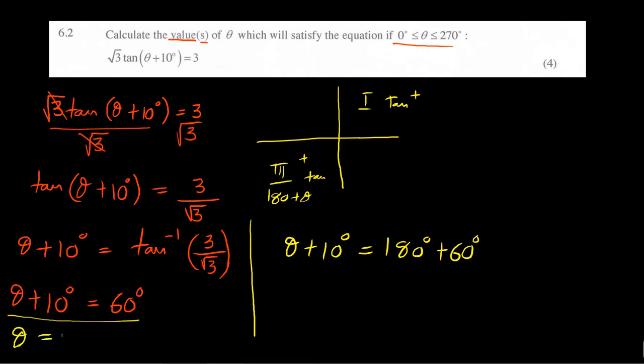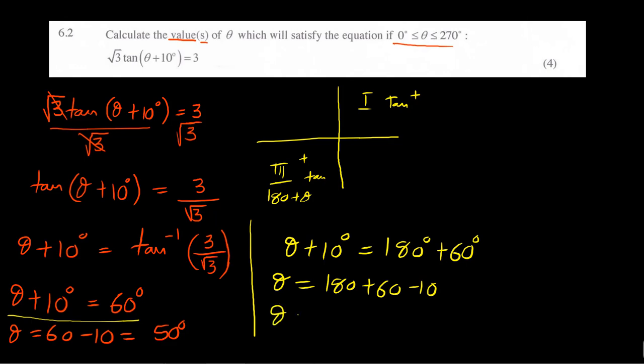In the first one, it's simpler. Theta is equal to 60 minus 10, which is equal to 50 degrees. And then in the second one, theta is equal to 180 plus 60 minus 10. Now theta is more like 180 minus 50.